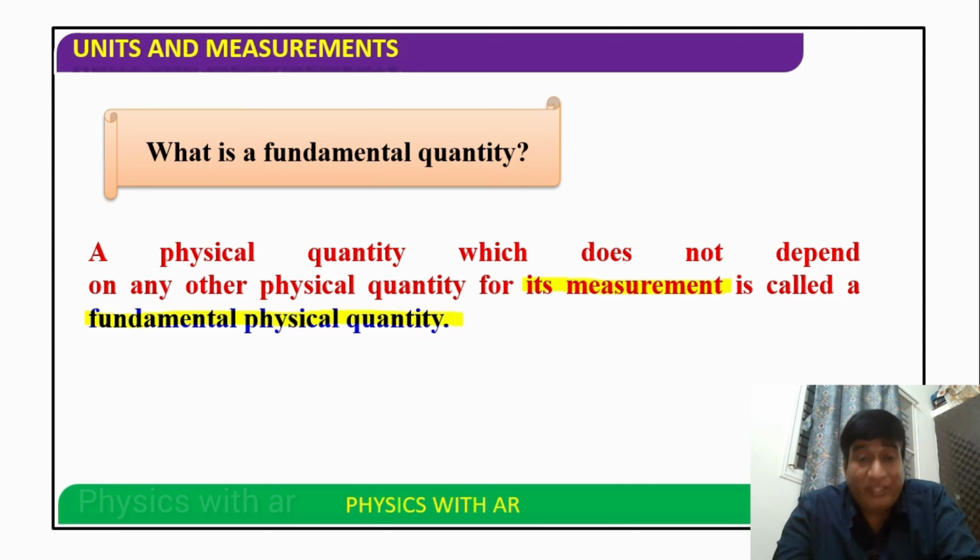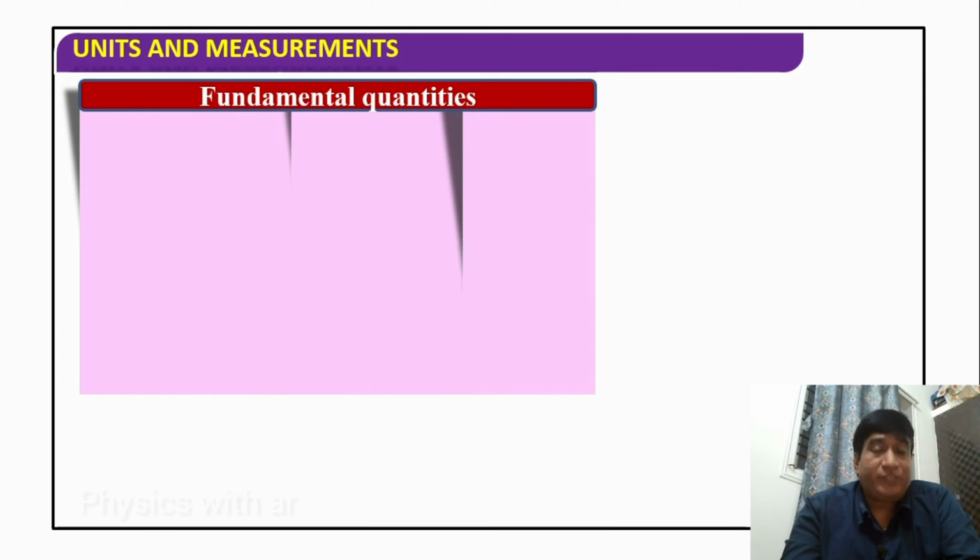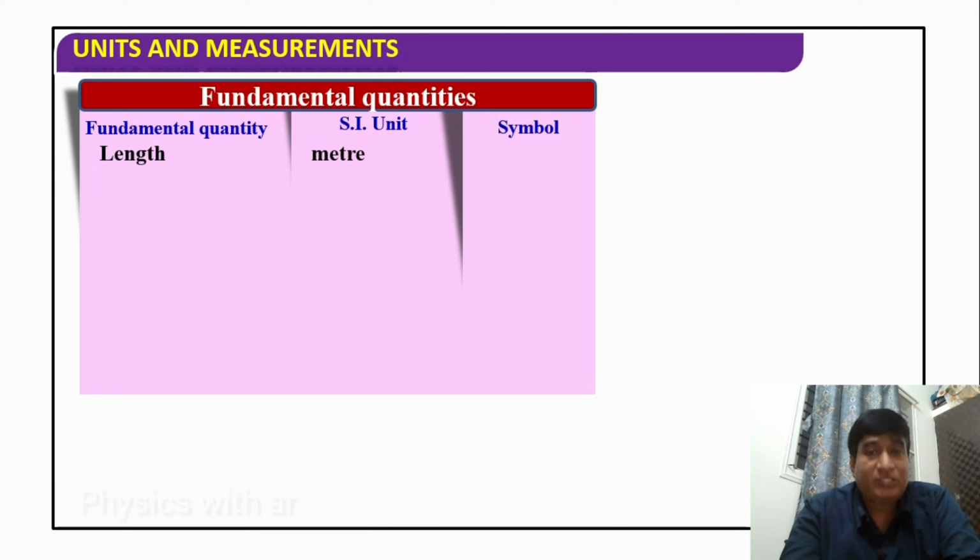We have 7 fundamental physical quantities. These are the standards throughout for class 10 and class 12, so they will be helpful. The first one is length, which we measure in meter, with the symbol m. Mass, whose SI unit is kilogram, denoted by kg. Time, measured in second, denoted by s.